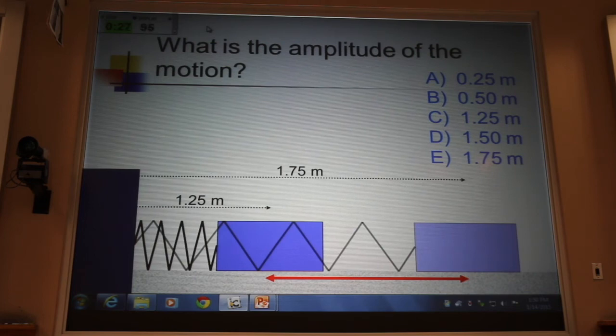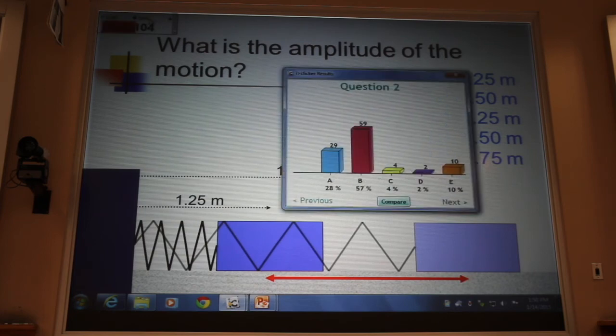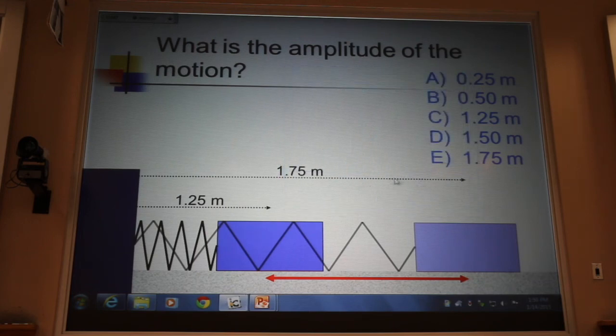Last call. If we all get this right, I take you all to Mexico. Okay. The most common answer is B, which is 0.5 meters. That is not the correct answer.